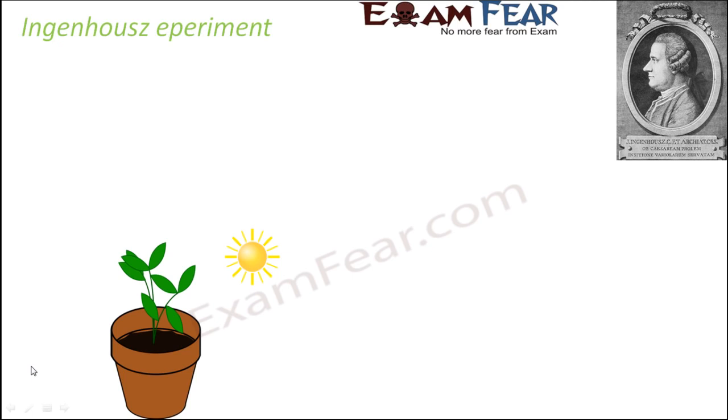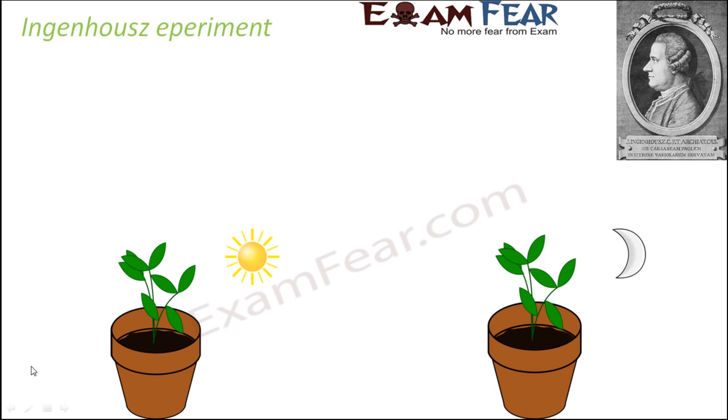So what did he do? He took a plant and kept it in sunlight. Again, he took the same plant and kept it in dark, maybe at night when there was no sunlight. And what did he observe in both the scenarios? He observed that in presence of sunlight, small droplets were observed on the green parts of the plant.